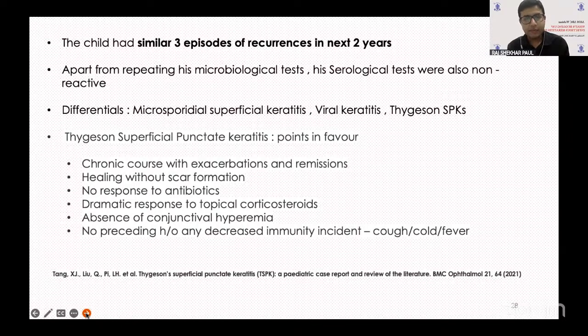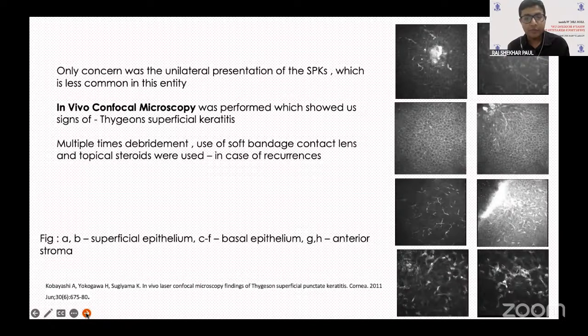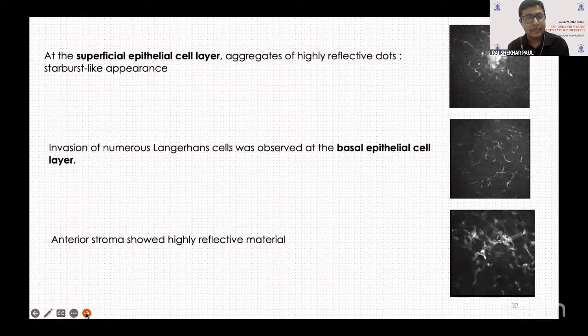So the differentials that we were looking at were microsporidial superficial keratitis, viral keratitis, and Thygeson's. Thygeson's SPK was more in favor, given the chronic course of exacerbations and remissions, healing without scar formation, no response to antibiotics, dramatic response to topical corticosteroids, and absence of conjunctival hyperemia or any preceding decreased immunity incident. Even in vivo confocal microscopy showed characteristic features such as superficial epithelial cell layers giving a starburst-like appearance and numerous Langerhans cells at the basal epithelial cells.